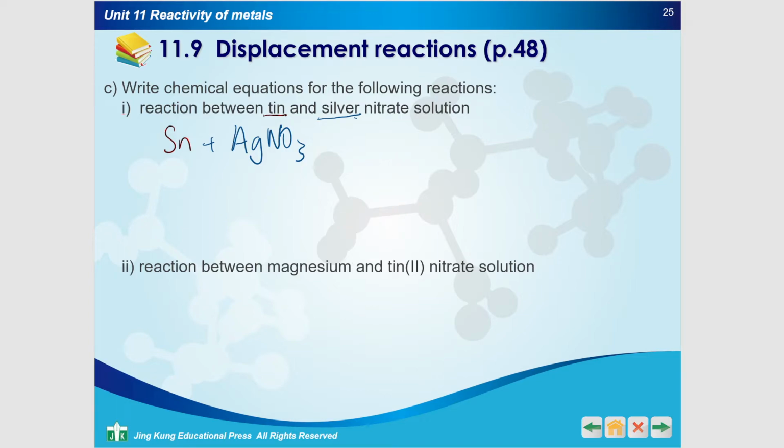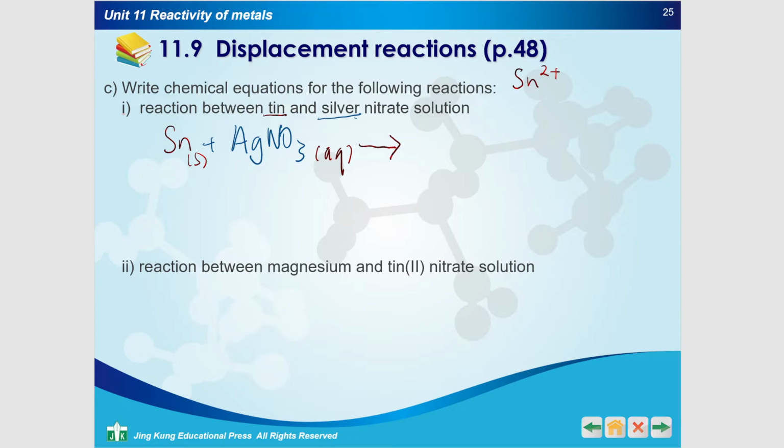Now, we're going to write down tin, because I'll also write the physical states. Tin is a metal, so it's a solid. And here, silver nitrate is a solution, so AQ. Now, what will it form? To tell you, tin ion is actually Sn2+. It has a 2 plus charge.